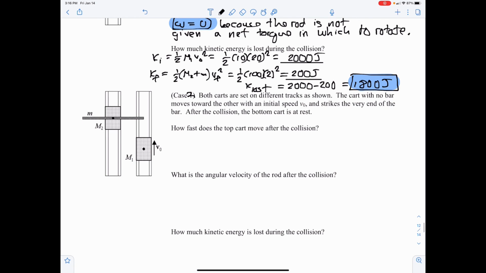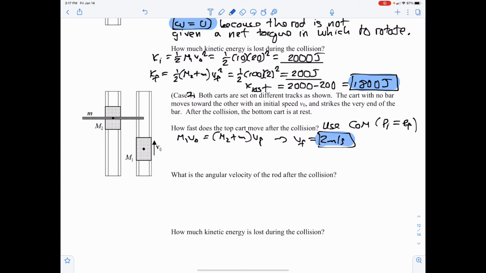Now, to figure out the actual speed of the top car, we can still use conservation of momentum, which is initial momentum equals final momentum. It's really the same idea if you think about it, because you've got m1 v0 equals (m2 plus m) times v final, and v final is still going to end up equaling 2 meters per second. So that really didn't change. However, this time you do have angular velocity afterwards.